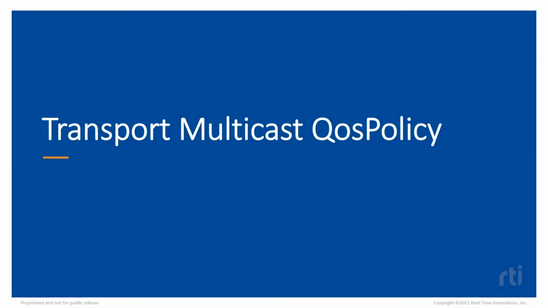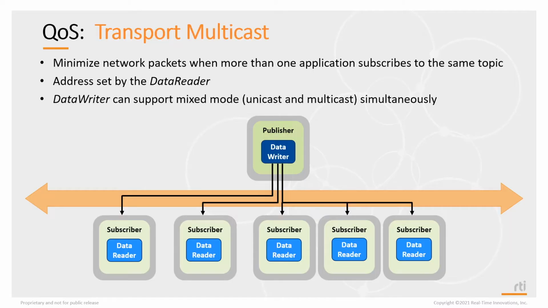The Transport Multicast QoS policy. The Transport Multicast QoS policy is useful in a system in which you have multiple data readers for a topic. So we have many different data readers that all want the same data. You can send that data very efficiently if you're using multicast.